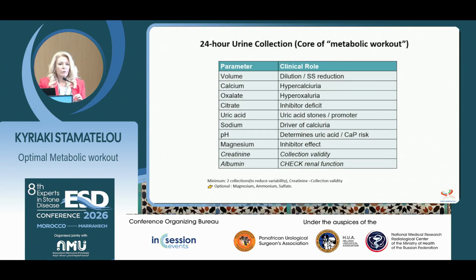The 24-hour urine collection should include not only the classic parameters, of course volume, of course calcium, of course oxalate, citrate, uric acid, sodium, pH, magnesium, but also creatinine. Since you are asking your patient to collect his urine for 24 hours, once or twice, you should be calculating creatinine in those urine. And you should be also looking for albumin, since albumin is a very nice index for kidney disease, for kidney damage.